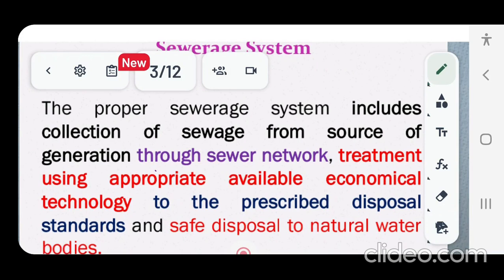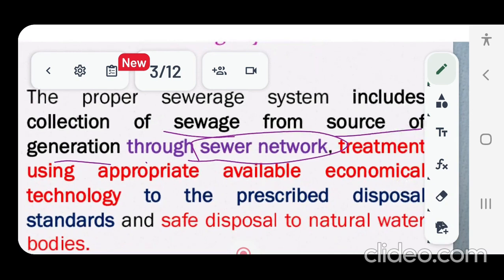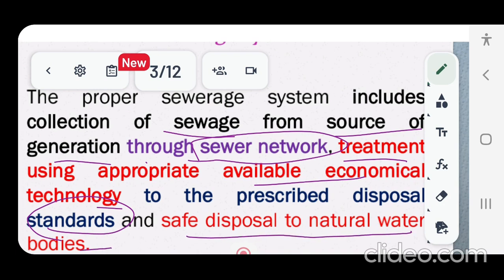In a smart city, all over the city, we should have proper sewer networks which will collect the sewage from its source of generation, and then the collected sewage should be treated using appropriate available economical technology to the prescribed disposal standards, and then only the treated sewage water should be safely disposed to the natural water bodies.